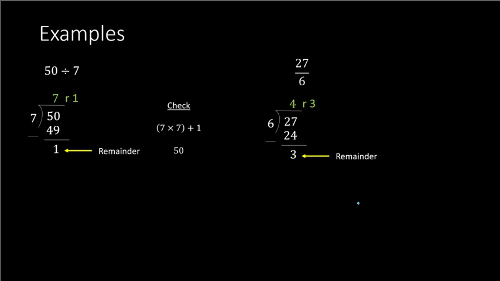So that's your solution, and we can double check our work by doing 6 times 4 plus the remainder. So 6 times 4 plus 3 would be 24 plus 3, which is 27. And because 27 matches with 27 right here, that means we do have the correct solution. So 4, remainder 3 is the solution.